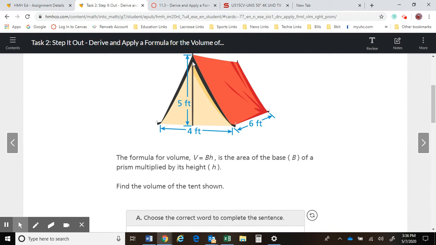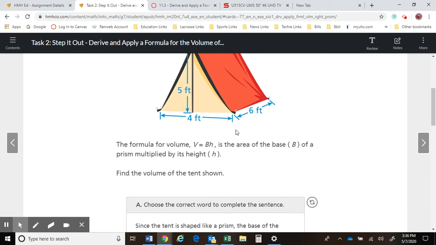Now, the base, what shape is that? That is a triangle, right? So we need to find the area of that triangle, and then how far apart are the bases? Okay, that's going to be my height. So that's 6 feet apart. So I need to find the area of this base right here and then multiply it by 6.